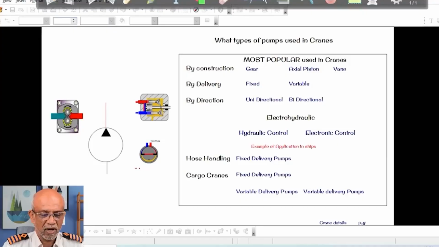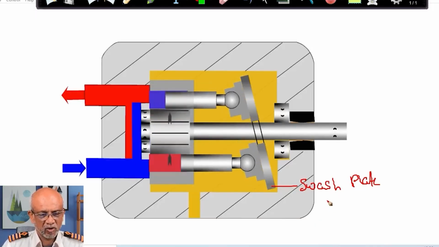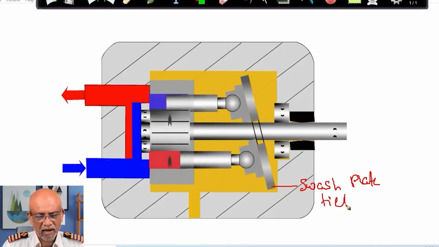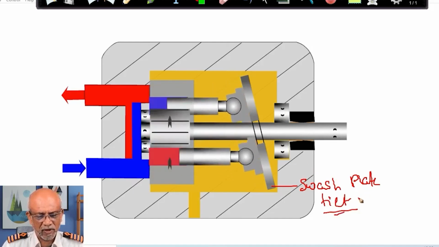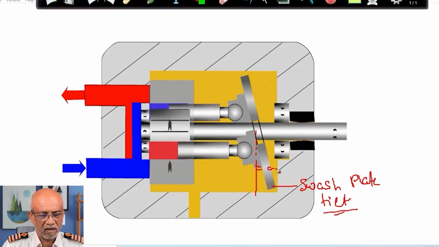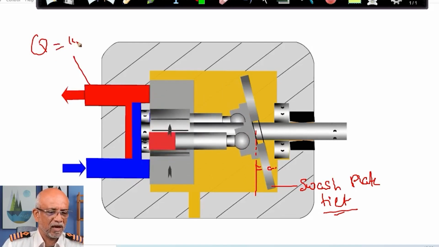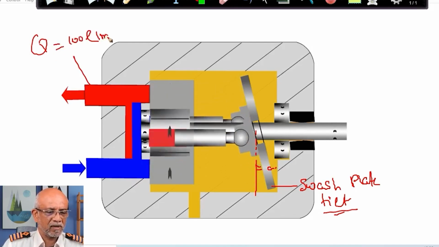So here you can see that I have a crane and I am going to reorganize my entire stuff by the pumps. What type of pumps, right? What type of pumps? By construction, right? Because of the tilt of the angle of the swash plate, that means the swash plate has got tilted because of an angle, my pump is giving me a particular discharge rate Q, say, again let us keep this 100 liters per minute.